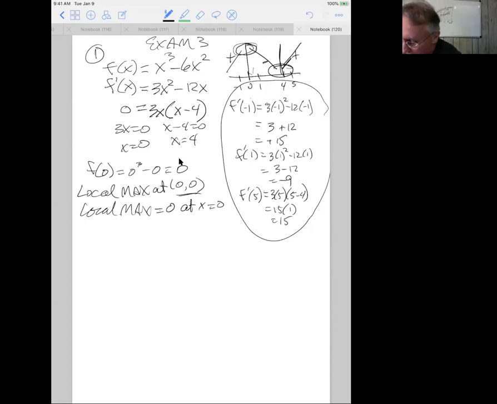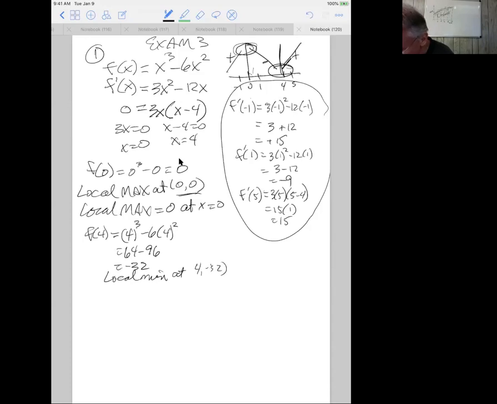And the other one is if we plug in 4, we've got f of 4, which in the original function is 4 cubed minus 6 times 4 squared. That's 64 minus 96, which is -32. So the other point is the local min at (4, -32). Or another way to say it is local min equals -32 at x equals 4.